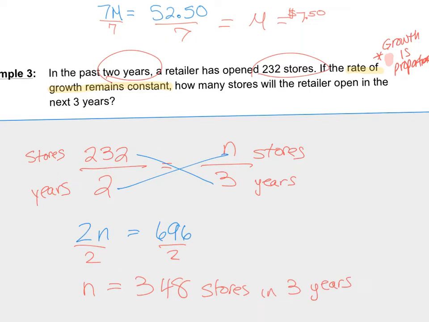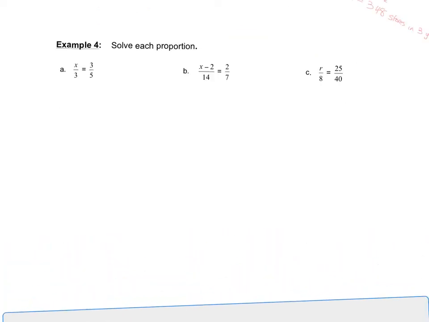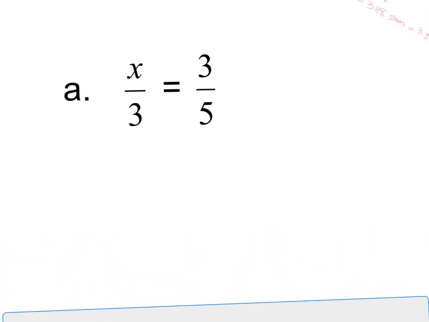So when you're setting these up, just think of proportions as analogies. Think of the fact that if you can set up an analogy as a fraction equal to a fraction, it's a proportion, and then you can go ahead and solve. Then we move forward into solving proportions without words.